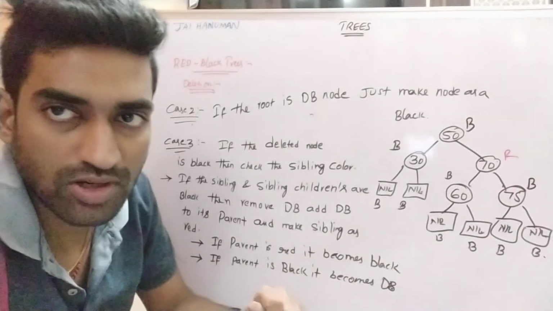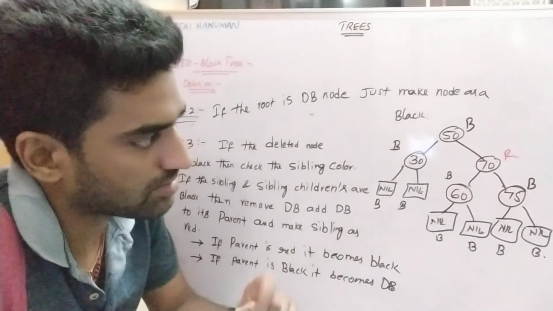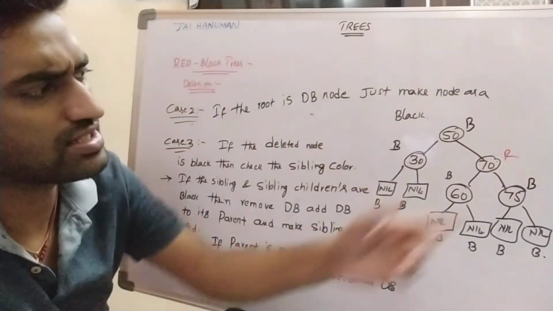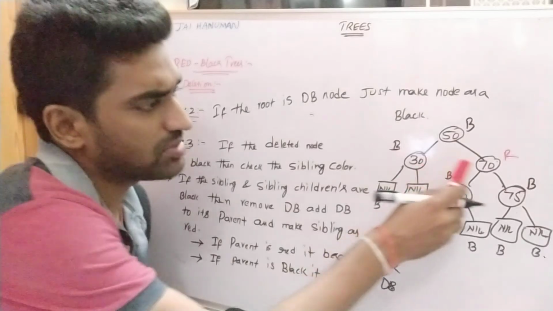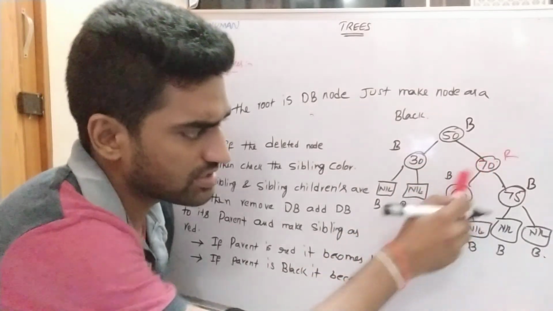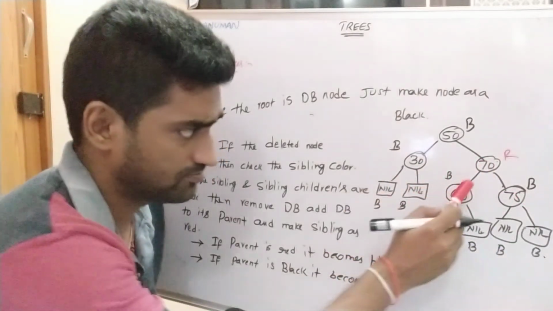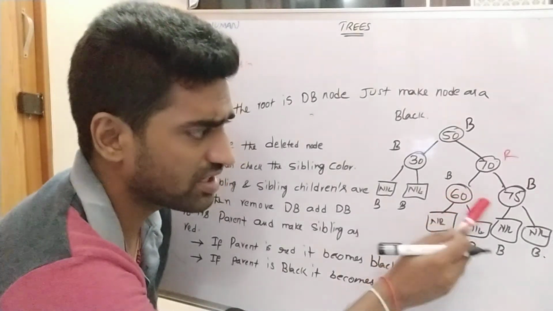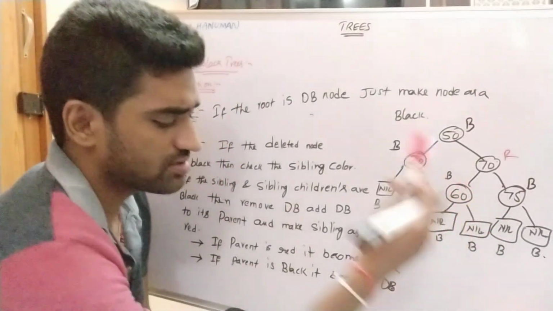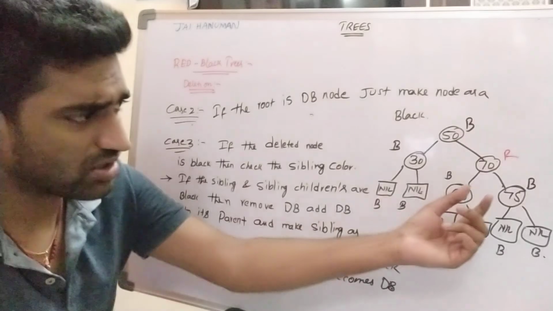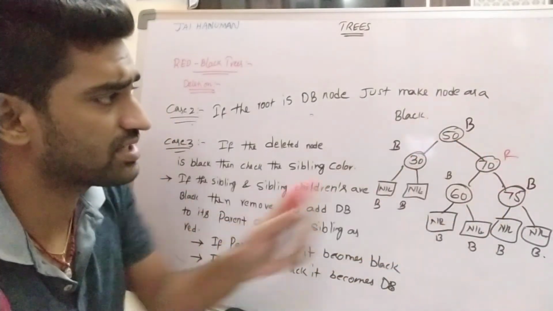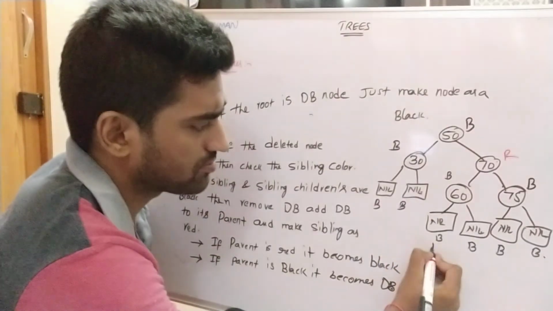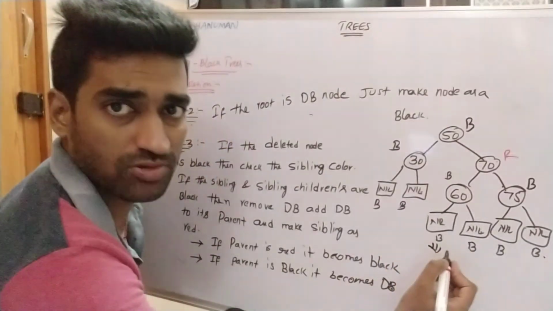So in this example I want to delete node 70. Node 70 is red. So it contains two subtrees, so it can be replaced by the maximum of the left subtree or the minimum of the right subtree, right? So here I want to replace with the minimum of the right subtree. So what is the minimum value? 75. Now the tree becomes like this.